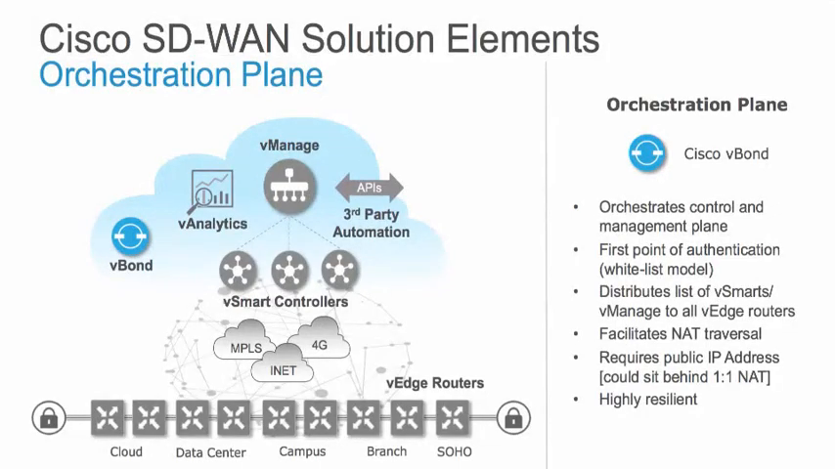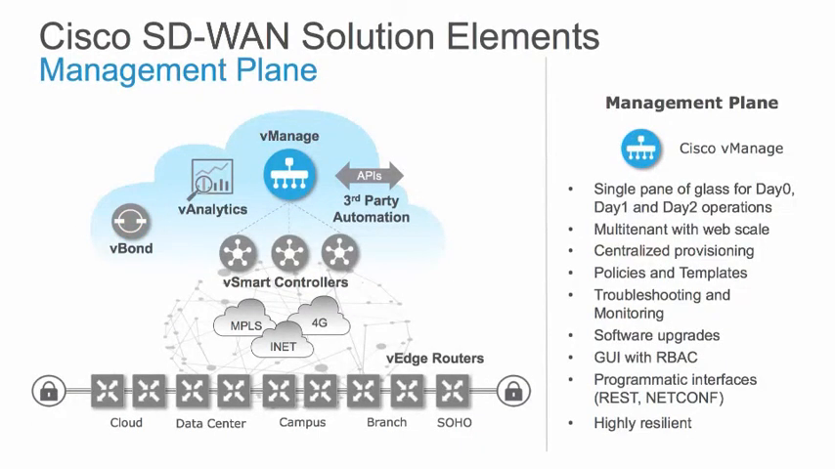In Cisco SD-WAN terminology, the orchestration plane is called Cisco vBond. vBond orchestrates connectivity between management, control, and data planes. This is the first point of authentication, and the only element that is required to have a public IP address. It facilitates connections across all kinds of devices across any type of network. All other components need to know the vBond's IP address or DNS information. It authorizes all control connections with a whitelist model and distributes lists of vSmarts to all vEdges.